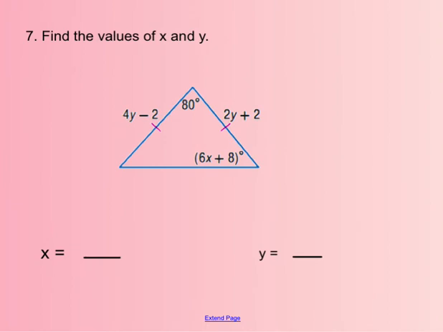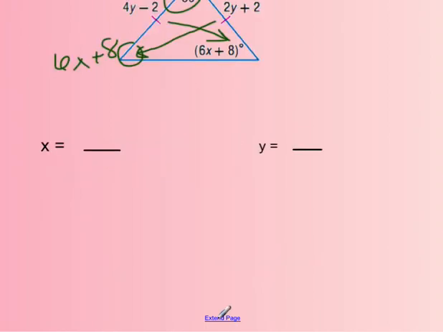So for number 7, just to finish this up, I know that this angle and this angle have to be congruent because their opposite sides are congruent. So that means that this angle right here is also 6x plus 8. Now I know that this angle is 80. So here I have an isosceles triangle. Now remember, a triangle has to add up to 180 degrees. So 6x plus 8 plus 6x plus 8 plus 80 needs to add up to 180.